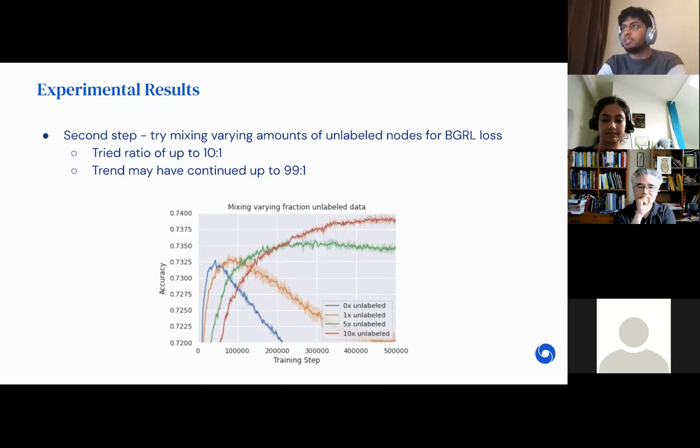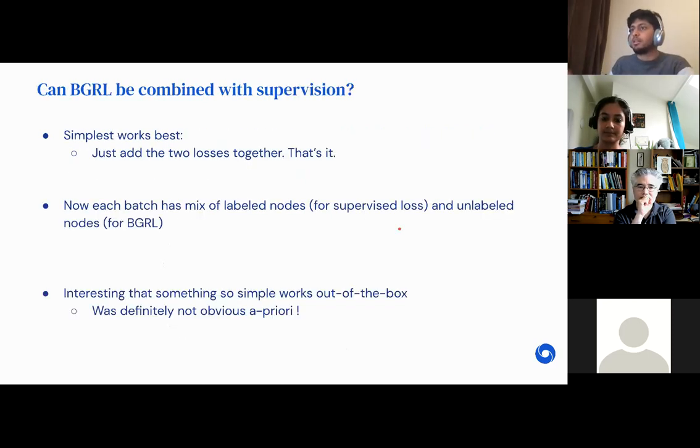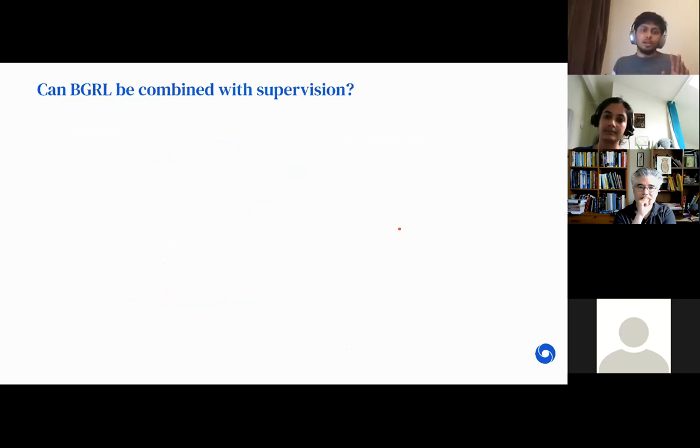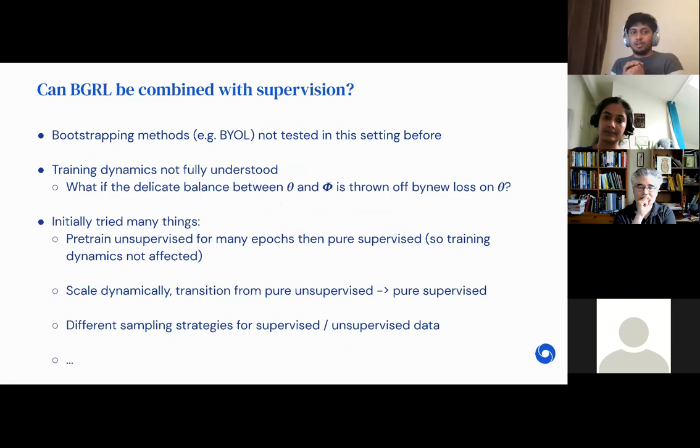Yeah. Basically, the point I was making is there's no fancy scaling of the two, because earlier we were doing things like starting off as purely unsupervised and increasing the fraction of unlabeled data. Yeah, that's really interesting that you can just add them without any sort of weight and it works so well. That's amazing. Yeah, I was very surprised. Thanks. I learned a lot from this.